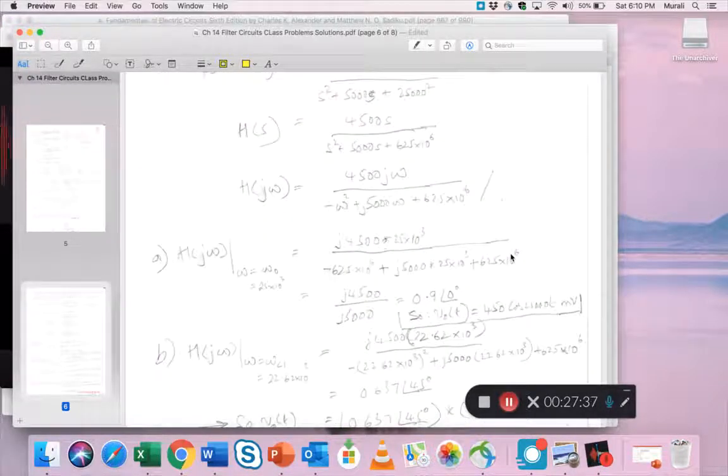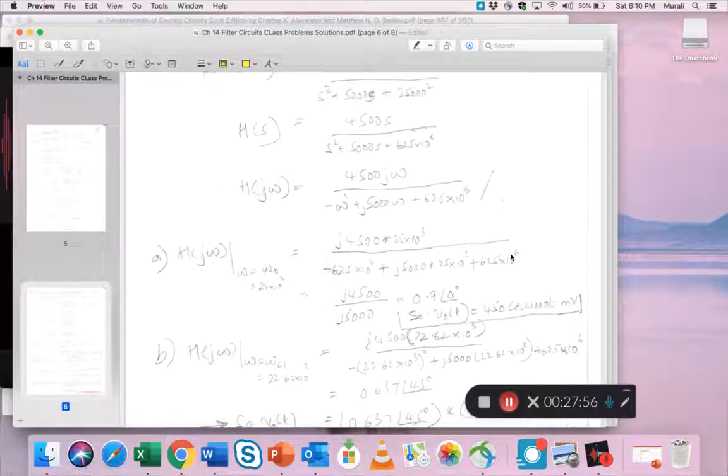So whenever you're asked to do frequency response, I think we've already done a couple of problems, so this shouldn't be new to you. We just substitute j omega for S, and so you have an expression in j omega.